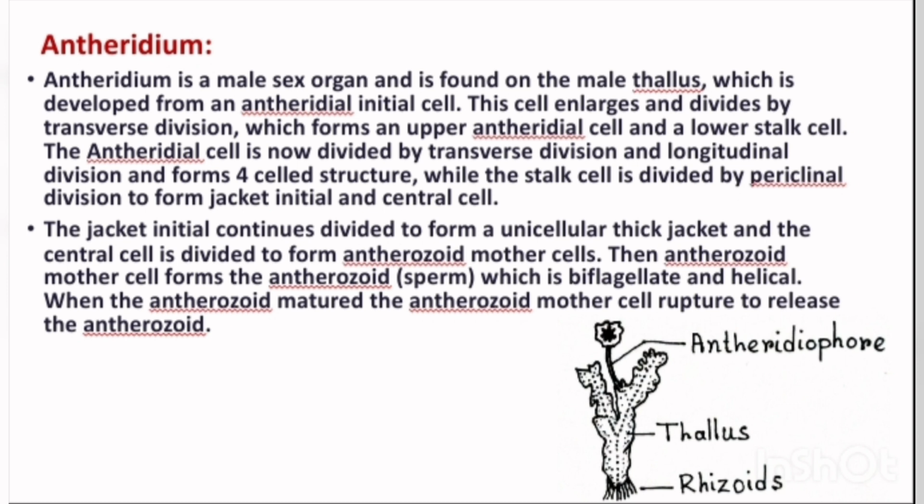The antheridium is a male sex organ found on the male thallus, which develops from the antheridial initial cell. The antheridial cell divides by transverse division and longitudinal division to form a four-celled structure, while the stalk cell divides by periclinal division to form the jacket initial and central cell. The jacket initial continues to divide, and the central cell divides to form the androcyte and mother cells. The androcyte mother cell forms the antherozoid, which is biflagellated and helical. When the antherozoid matures, the mother cell ruptures to release it.